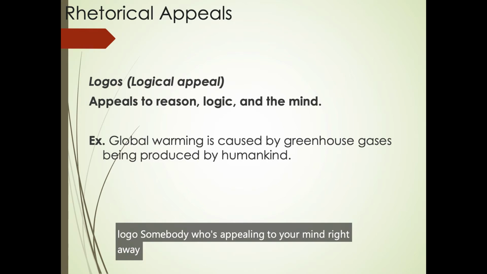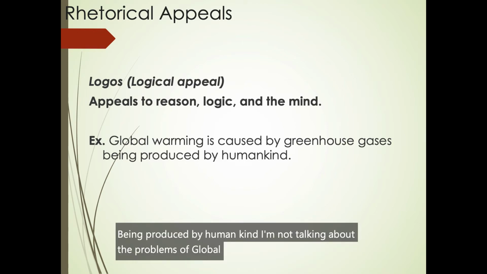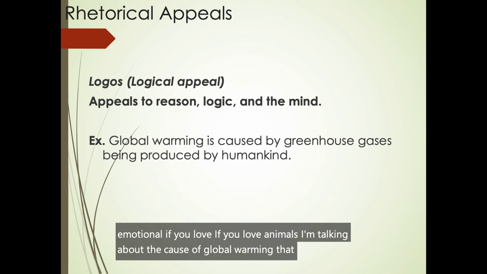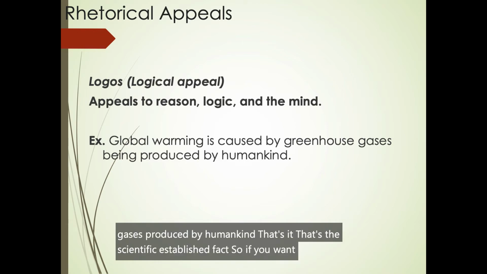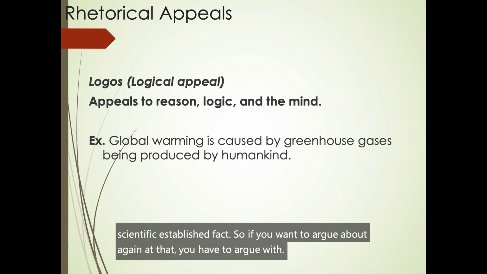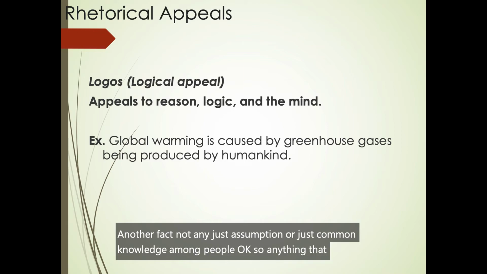Let's look at this example. Global warming is caused by greenhouse gases being produced by humankind. I'm not talking about the problems of global warming killing animals, because this can be fact, but at the same time can be emotional if you love animals. I'm talking about the cause of global warming, greenhouse gases produced by humankind. That's a scientific established fact. So if you want to argue against that, you have to argue with another fact, not just an assumption or common knowledge among people. Okay? So anything that appeals to your mind is logical.